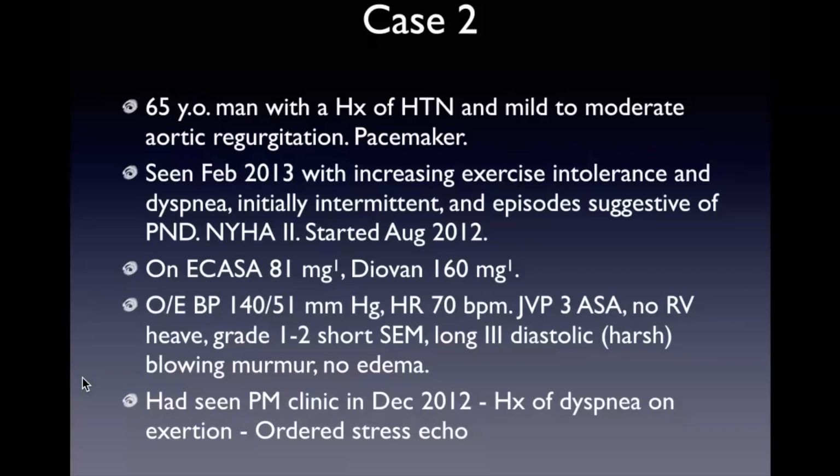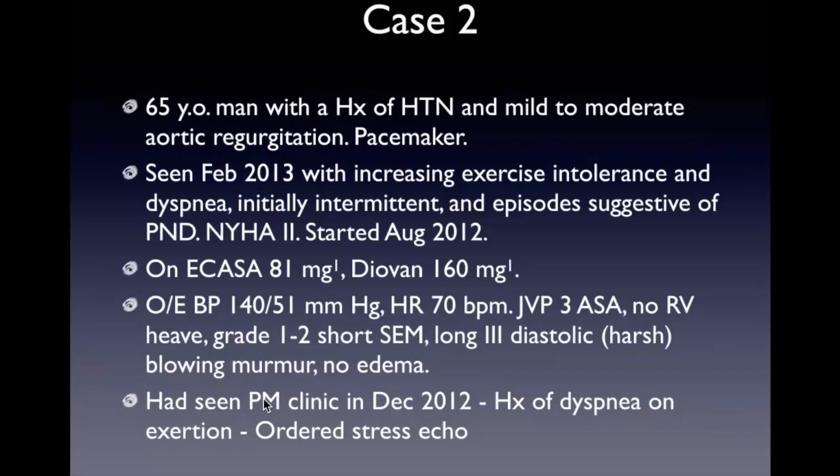So this is a case of aortic regurgitation. It's a patient of mine, actually. I might have shown this case before, but it might trigger some bells. A 65-year-old man with hypertension, previously mild to moderate aortic regurgitation, had a pacemaker implanted for heart block, and was seen in the pacemaker clinic in 2013 with increasing exercise intolerance, initially intermittent, then more continuous, and then had some episodes where he woke up at night with shortness of breath.